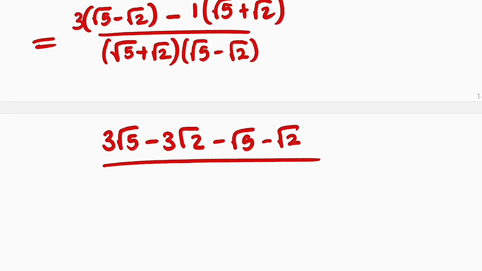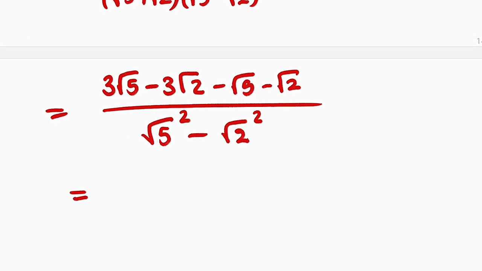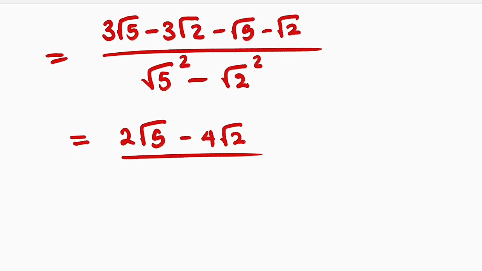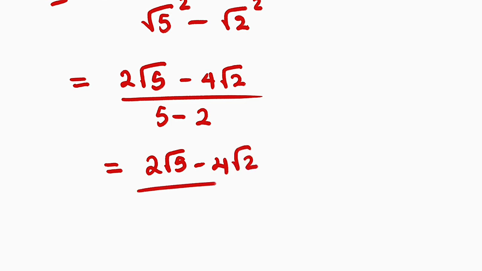And to the bottom, we have nothing but difference of 2 squares, because you can see they only differ by sign, plus or minus. So you take the first one, you square that, you subtract, take the second one, you square that as well. So this is equal to, you can see we have 3 quantities here and single quantity here. If you subtract, you get 2 quantities. So we have 2 root 5. And this minus 3 minus 1 is minus 4, right? So we have minus 4 square root of 2 divided by square root of 5 squared is 5 minus square root of 2 squared is 2. This is equal to 2 root 5 minus 4 root 2 divided by 3.